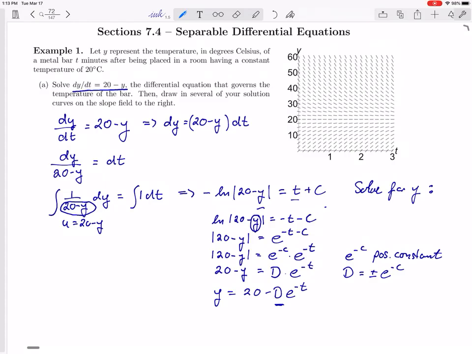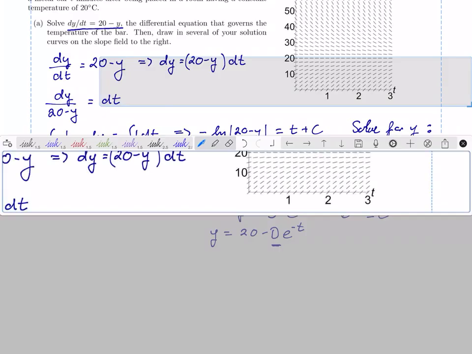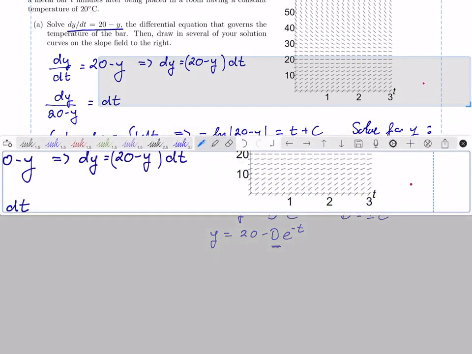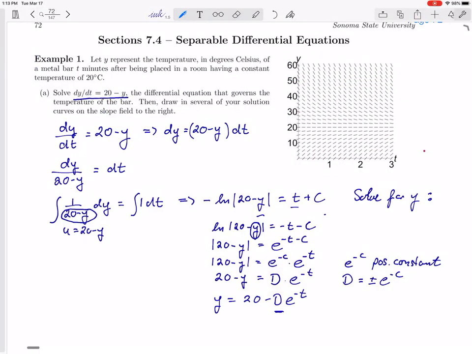And so any value of d will give a different solution to our differential equation, depending on initial conditions. So if we have initial condition less than 20, let's say 5, we get something like this. If we have initial condition bigger than 20, we get the temperature decreasing like this. And if we actually have 20, we get something like that.